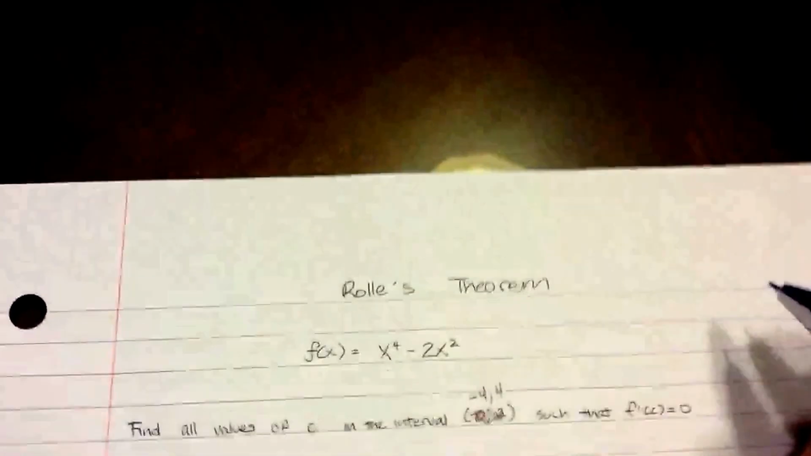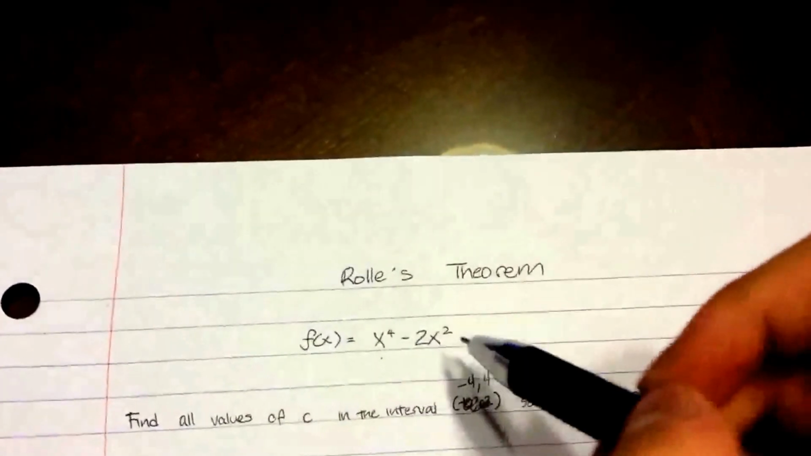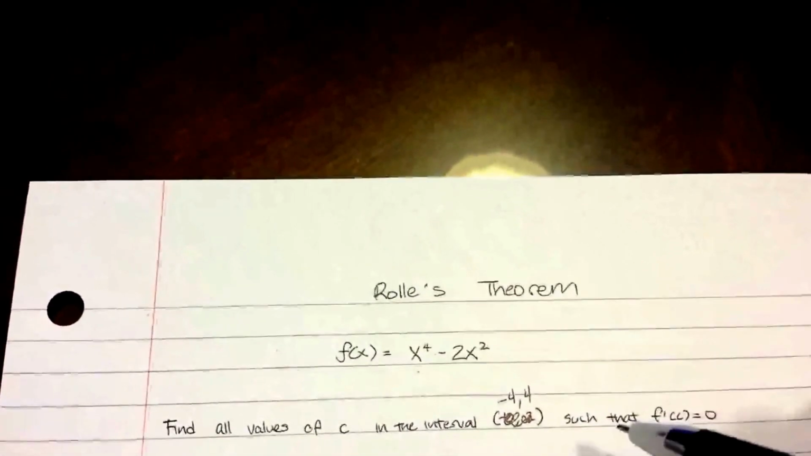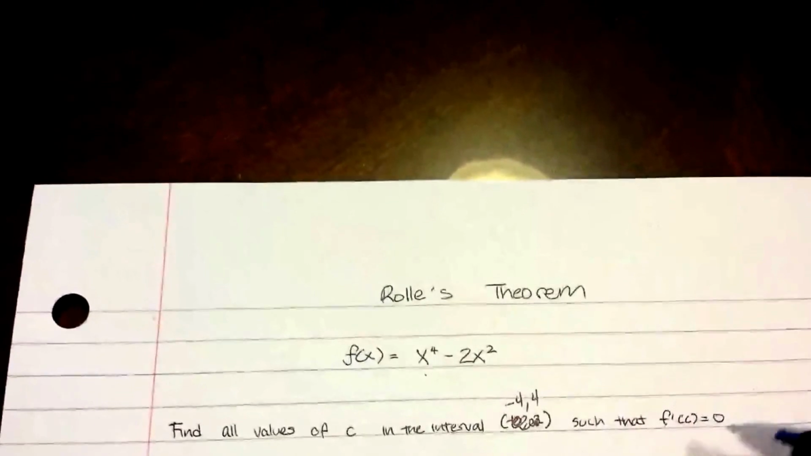Today we're going to be looking at Rolle's theorem, and we're going to be solving this equation to find all the values of c in the interval of -4 to 4 such that f prime of c is equal to 0.